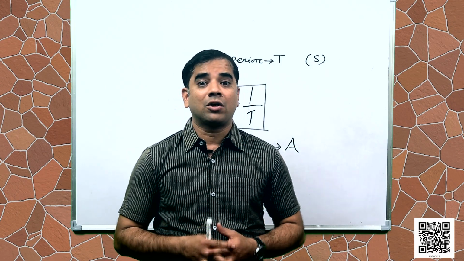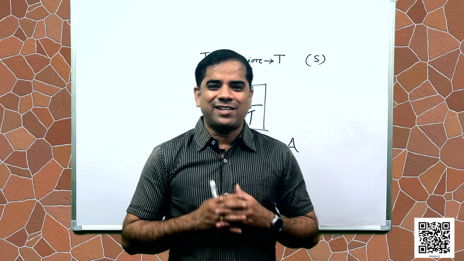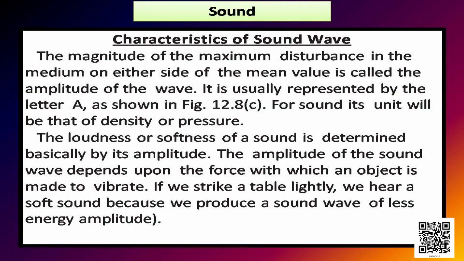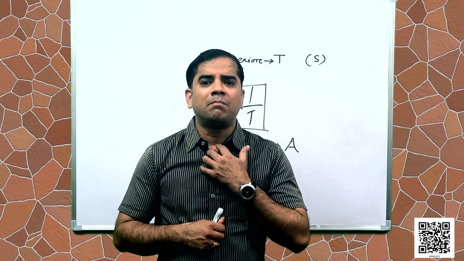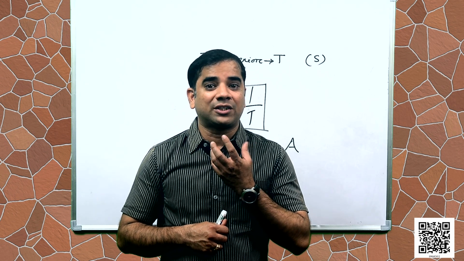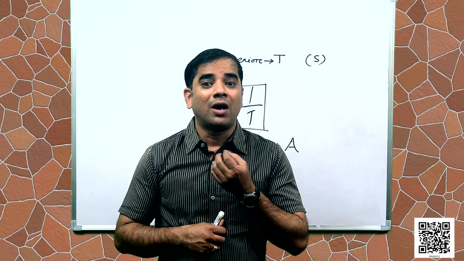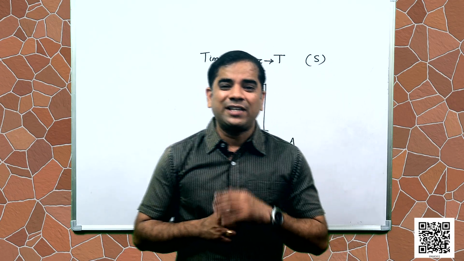The loudness or softness of a sound is determined basically by its amplitude. The amplitude of the sound wave depends upon the force with which an object is made to vibrate. See, hello, that means I am giving much force, so the sound is louder. Hello, hello, that means I am giving less force, so the sound is softer.